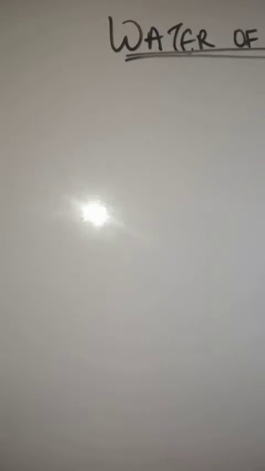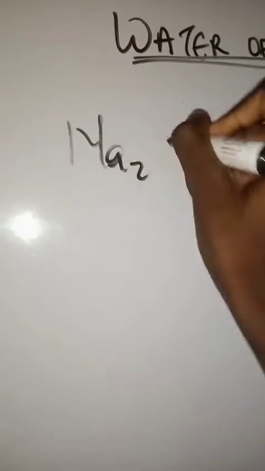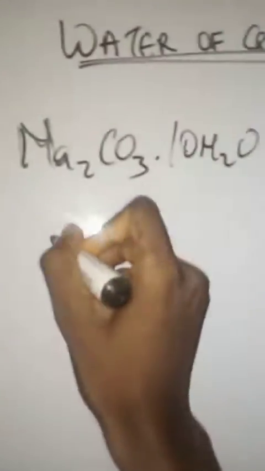So in this video, I'll be explaining calculations involving water of crystallization. Yes, we're all familiar with efflorescent salts. Efflorescent salts are salts that lose their water of crystallization on exposure to the atmosphere. We have quite a number of efflorescent salts, which I will do a quick revision on shortly.